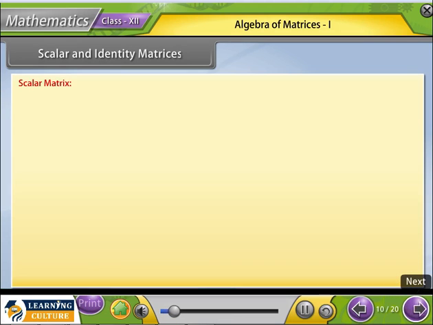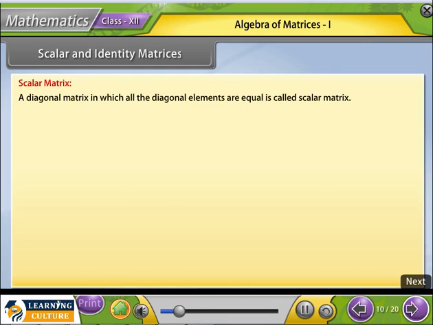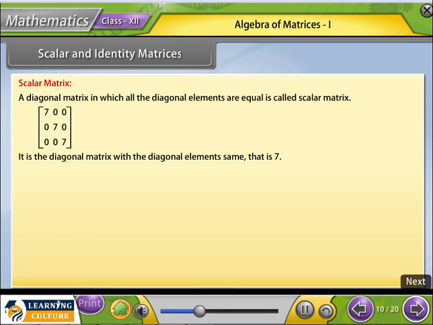Scalar and identity matrices. Scalar matrix. A diagonal matrix in which all the diagonal elements are equal is called a scalar matrix. Look at this matrix. It is the diagonal matrix with the diagonal elements same, that is 7. Therefore, it is a scalar matrix.